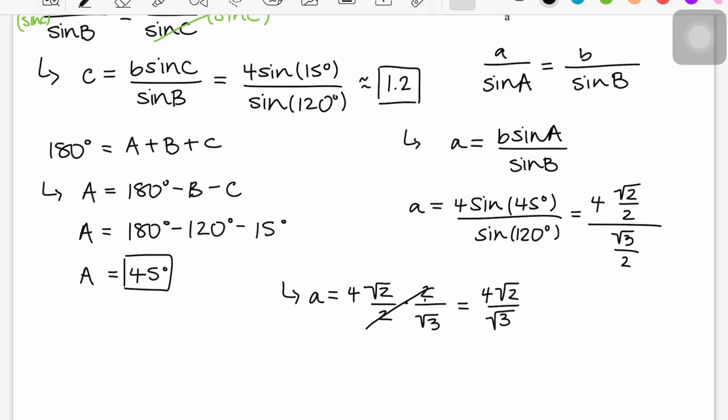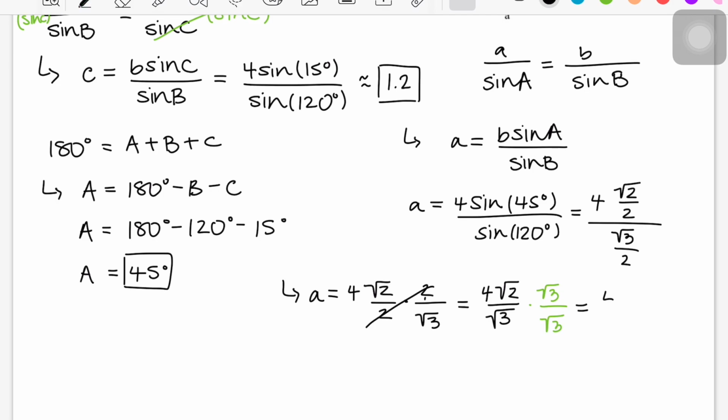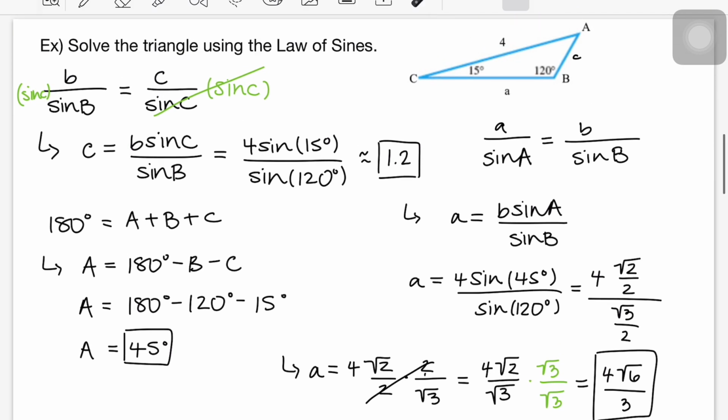Sorry, square root of 3. And if we want to rationalize the denominator, then we'll multiply by the square root of 3, the top and bottom here. This will give us 4 times the square root of 6, because the square root of 2 times the square root of 3, we multiply what's under the square root. And then here we would have the square root of 9, which will be equal to 3. So that'll be our final answer here. And so we solved this triangle because we found the 3 unknown values.